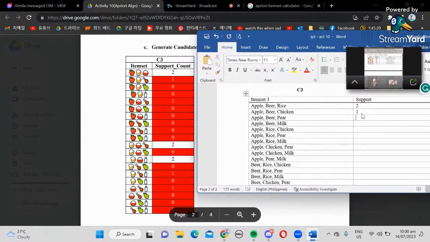So pick your choice. Justin, anong ipipick mo na conviction? Ano po ma'am, doon na tayo sa chicken, beer, tas yung support po yung rice, since 100% po yung confidence. Yung pangalawa, number 2, chicken, beer, rice po. Okay, so ang B niya yung rice. Yung A niya, chicken and then yung beer. Tama ba? Yes po, ma'am.